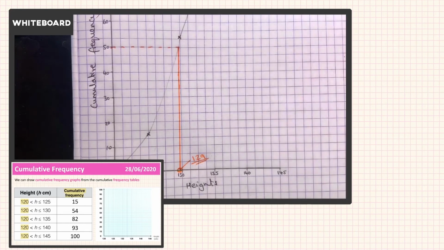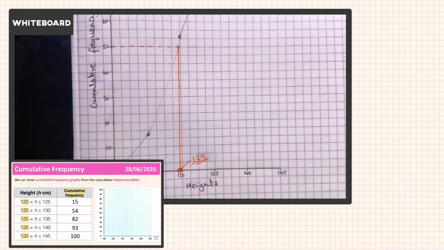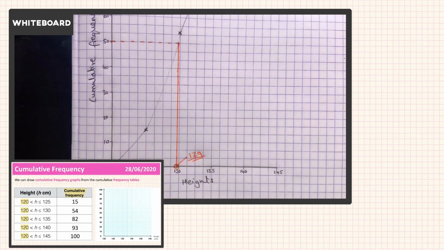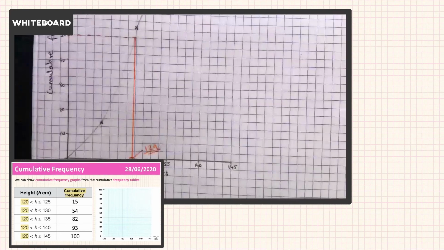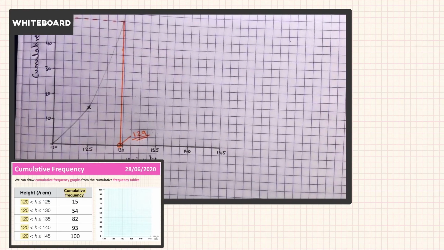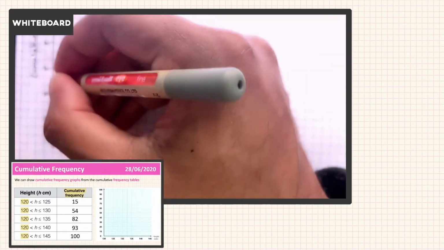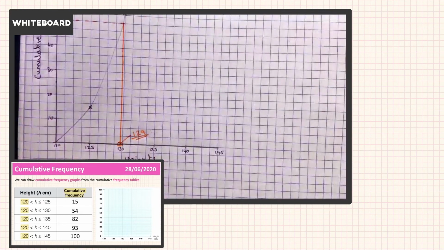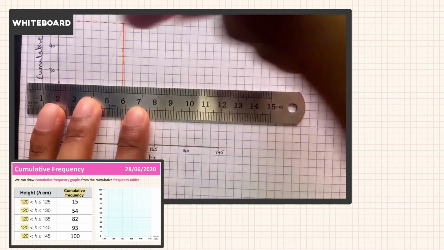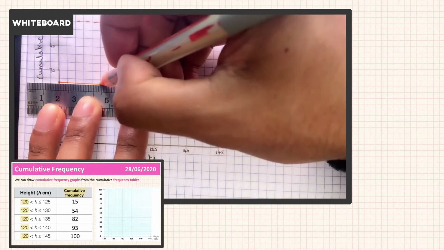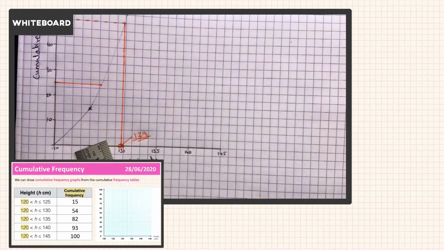Obviously the more accurate you can be, the better. As I said, if I did it on graph paper, I'd be significantly more accurate than I am here, but we can see we can find a median there. We can even find quartiles if we wanted to. So quartiles out of 100, a quarter of 100 would be 25. So all I'm doing is I'm going up to 25, which would be roughly here. That's where 25 would be. I draw a line straight across till I hit my graph. Then I go straight down.